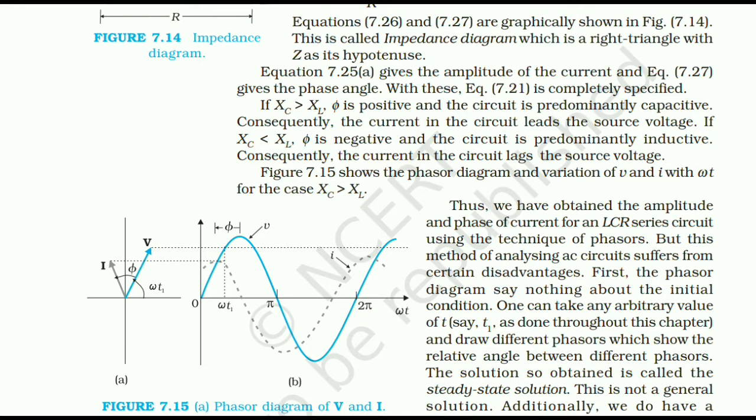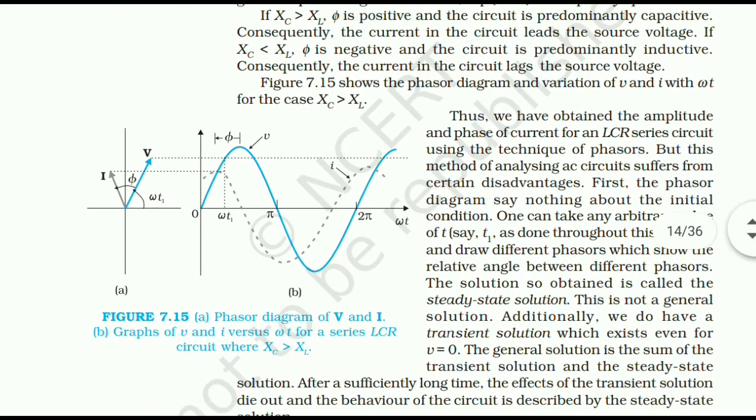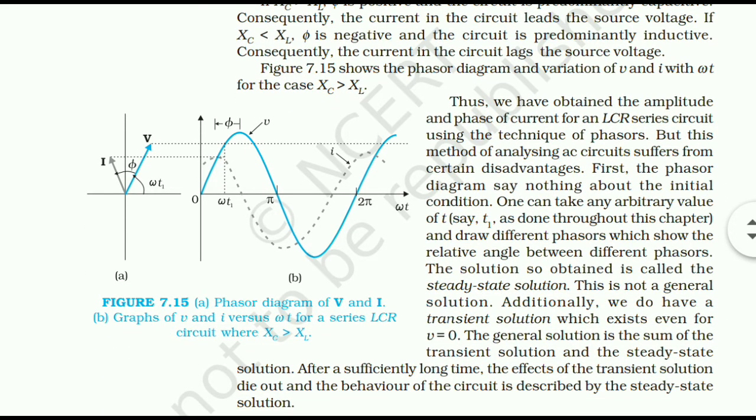Consequently, the current in the circuit lags the source voltage. Figure 7.15: show the phasor diagram and variation of V and I with omega t for the case Xc greater than XL. Thus, we have obtained the amplitude and phase of current in an LCR series circuit using the technique of phasors. But this method of analyzing AC circuits suffers from certain disadvantages.